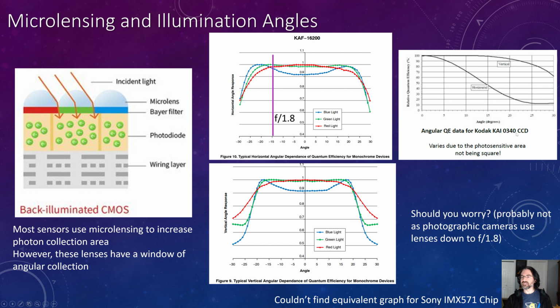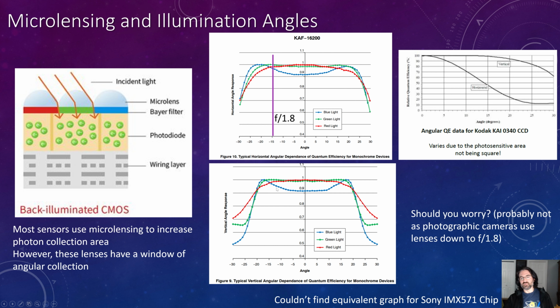In the case of this CCD, the horizontal and vertical microlenses are not in the same proportions, so they have different characteristics. And looking at one of the KAF series sensors, they did publish their angular dependence, and at least going out to about f/1.8, it didn't really matter.